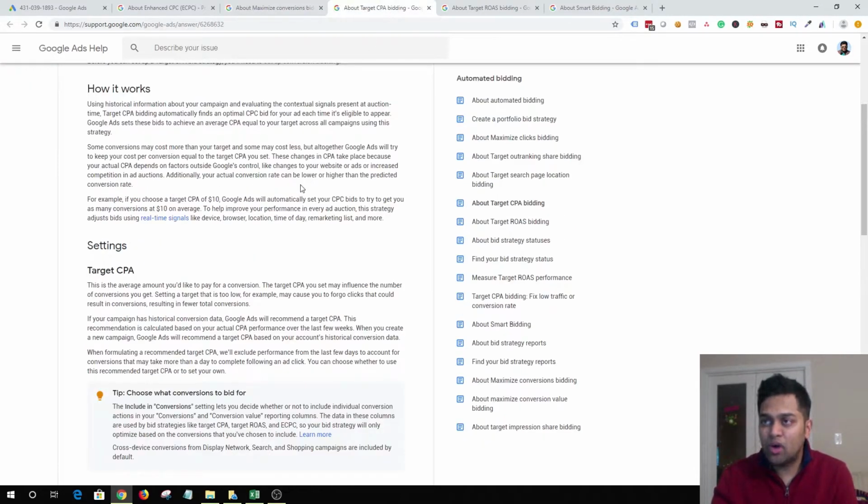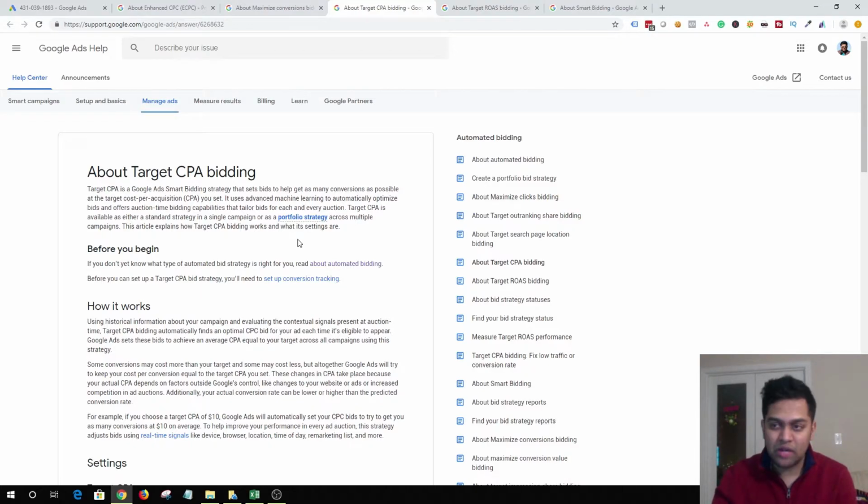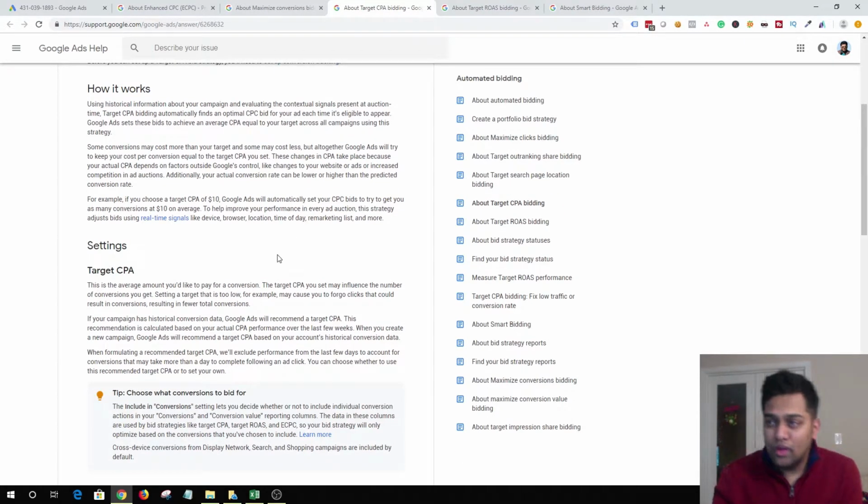The third one is target cost per acquisition. So again, let's say you're selling products on your website, and the cost for the product is like $50, for example, and let's say that you want to make sure that when someone buys that product on your website, the maximum amount that you are willing to spend to acquire that new customer is $25, because obviously you want to make profit.